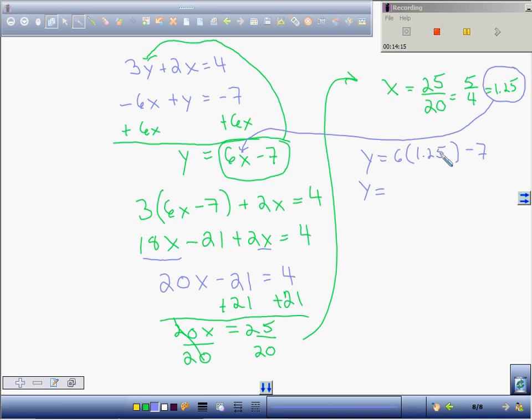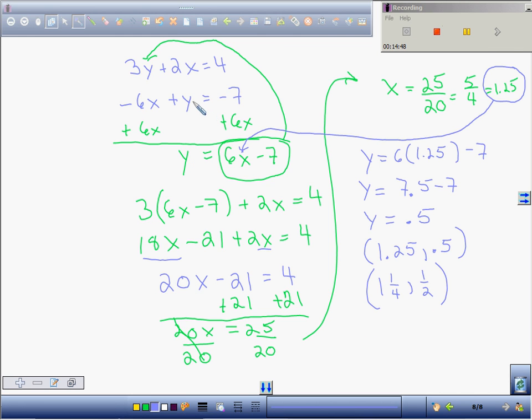If you have 6 quarters, that's $1.50. 7.5 minus 7, so y equals 0.5. And so when I write this as an ordered pair, I write it as 1.25, comma, 0.5, or 1 1/4, comma, 1/2.